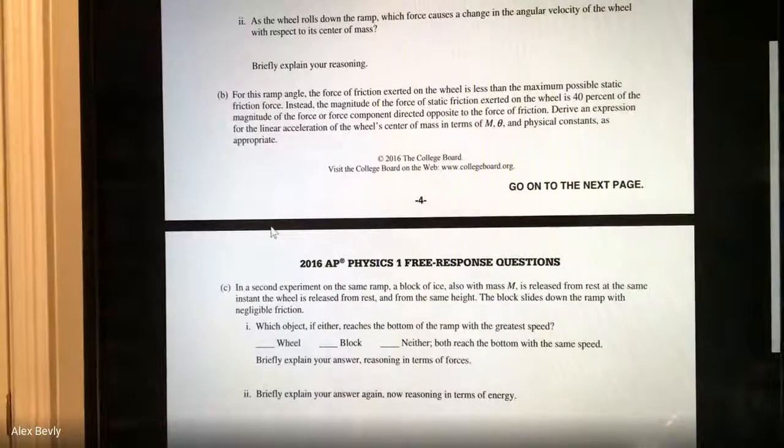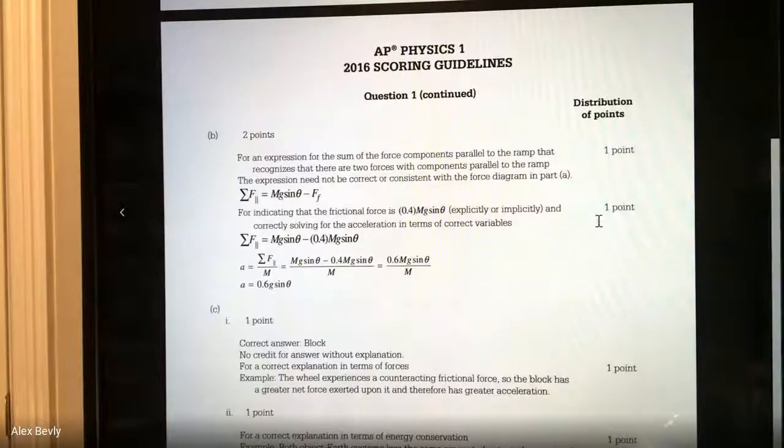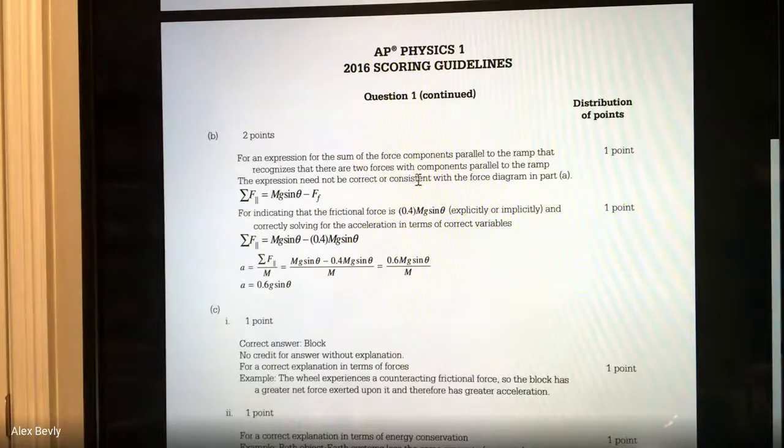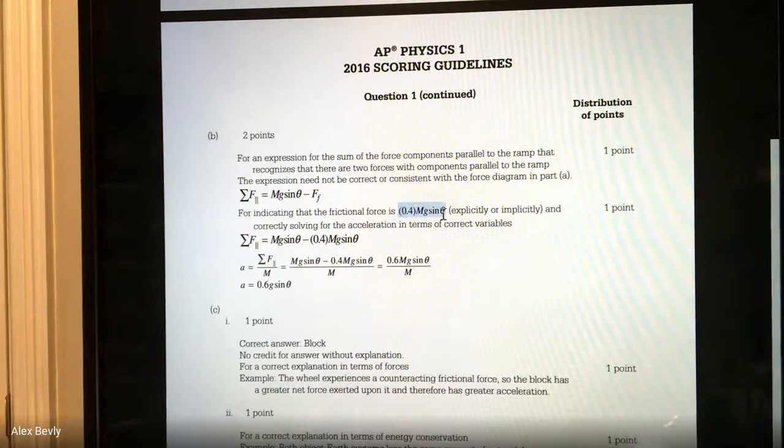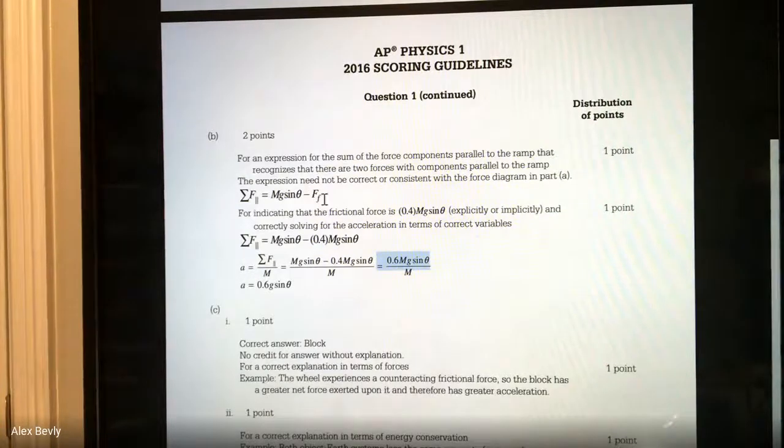All right, so looking at this, you get a point for an expression of the sum of the force components parallel to the ramp. So pretty much saying that net force is the weight sine of the angle minus the frictional force. Then indicating the frictional force is this value, explicitly or implicitly. Implicitly would be you just get to 0.6. And correctly solving for the acceleration in terms of the correct variables. So you had to get to this point, and then you had to get to dividing by the mass. Notice that first point wasn't so bad. You just get the net force, and then this last point is like do everything correctly after that point.